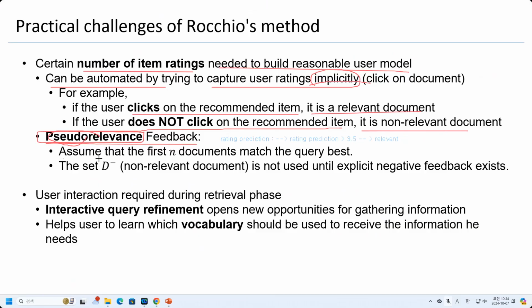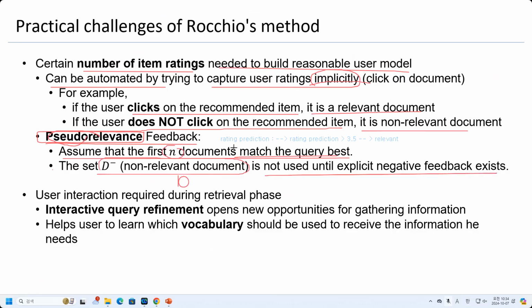So assume that the first n documents match the query best. So let's say I have 100 books, and I want to recommend only 10 books that match the query. The set of non-relevant documents, or D minus, is not used until explicit negative feedback exists.